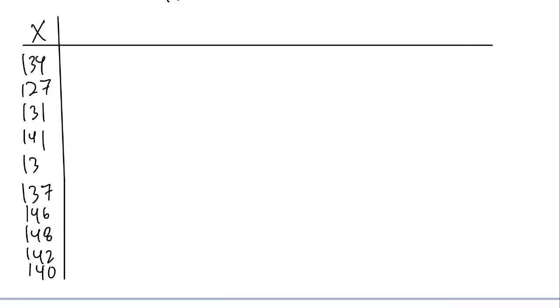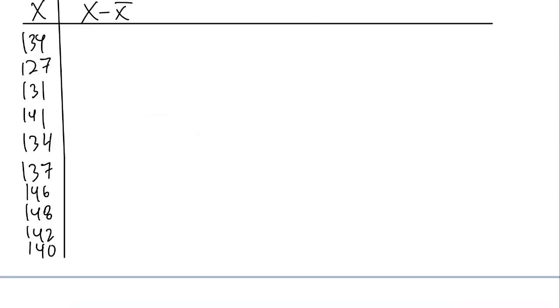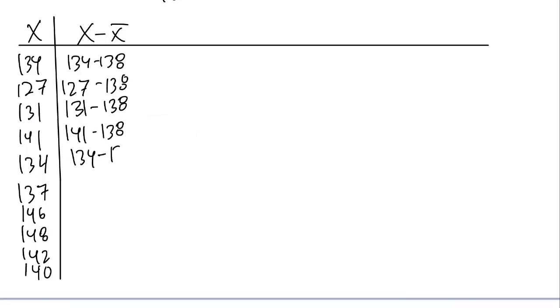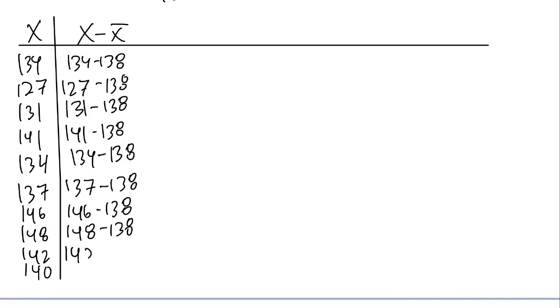138. Yes, very good. So now we're gonna take each of those numbers. I need you guys to make sure you pay attention, because we need to make sure we do this right. So we're gonna take all those numbers and subtract them from the mean, which is 138. So 134 minus 138, 127 minus 138. And please do it with me, so that I know we're all doing it together and correctly, because I do not want to get this wrong. 131 minus 138, 141 minus 138, 134 minus 138, 137 minus 138, 146 minus 138, 148 minus 138, 142 minus 138, 140 minus 138.